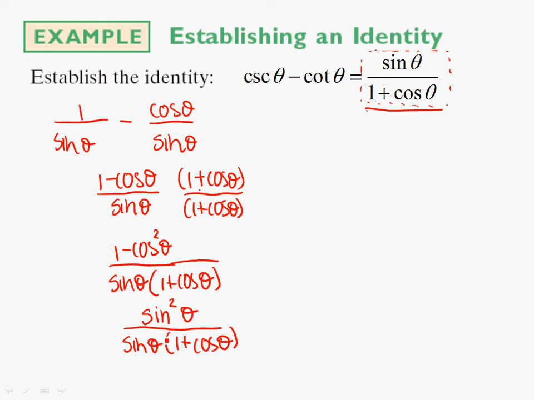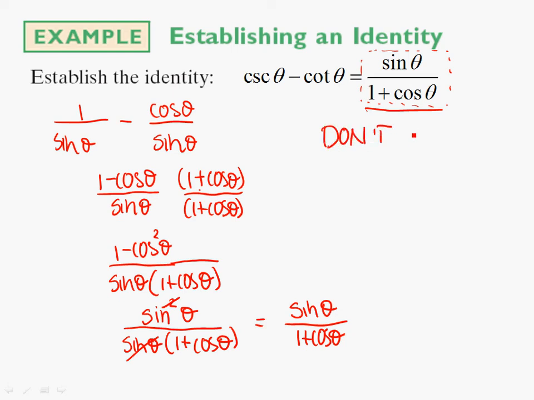What can you do with the sine here and sine squared over here? One of them cancels, right? So this one cancels with the square, so you end up with the sine of theta divided by 1 plus the cosine theta. Okay?